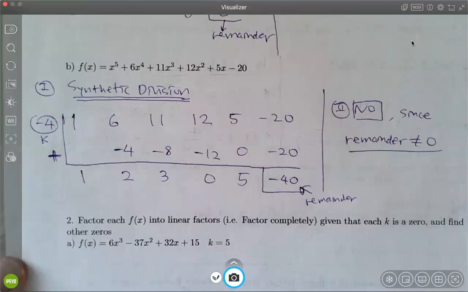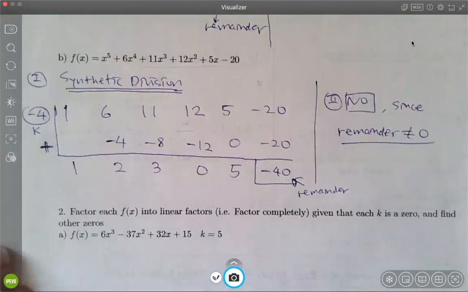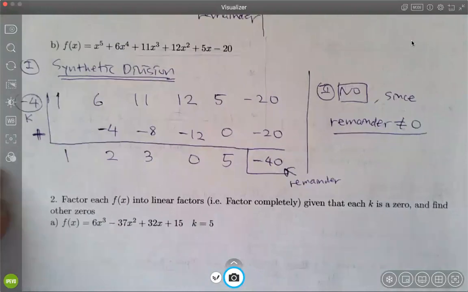Okay, so that's how we know whether something is a factor or not. We just apply the synthetic division to the f of x, with the correct value for the k. Okay, so now that's number 1. And then number 2.